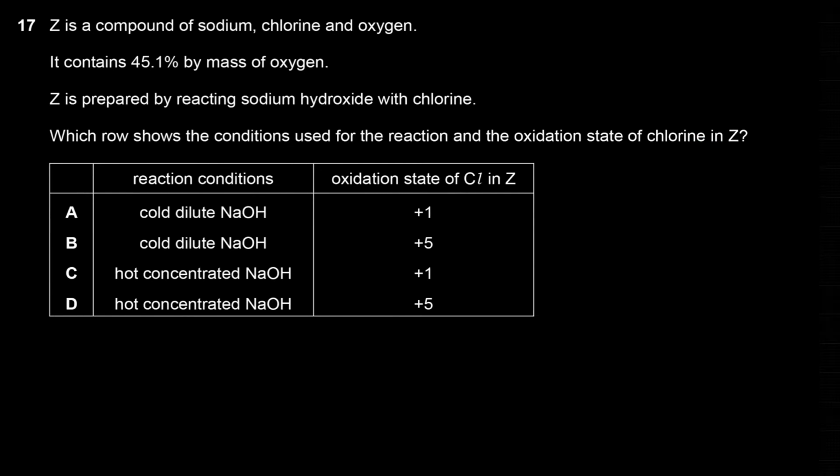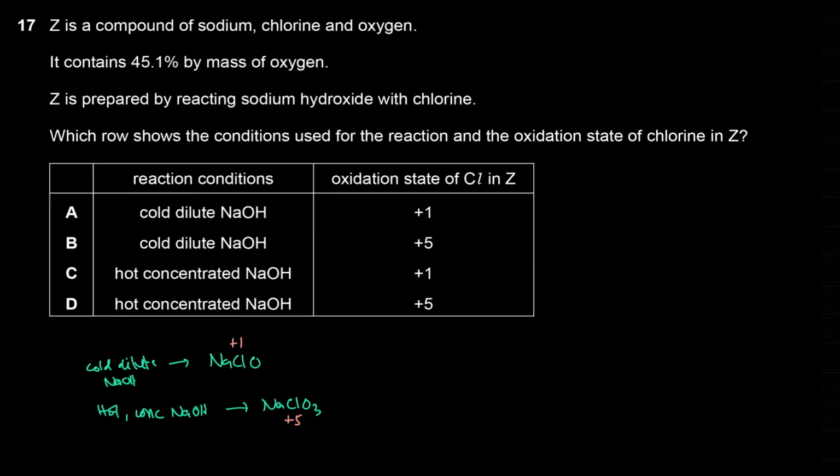Now, first of all, we know that with cold dilute NaOH, we get NaClO. And with hot concentrated NaOH, we get NaClO3 as the chlorine, sodium, and oxygen products. These aren't obviously the overall equations, but these are the compounds we're interested in. In sodium chlorate(I), chlorine has an oxidation state of +1. In sodium chlorate(V), chlorine has an oxidation state of +5.